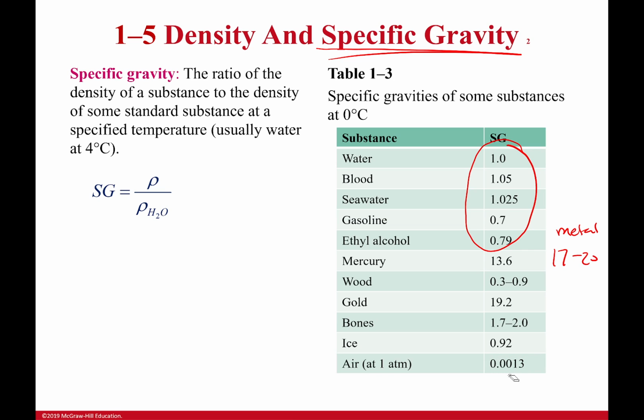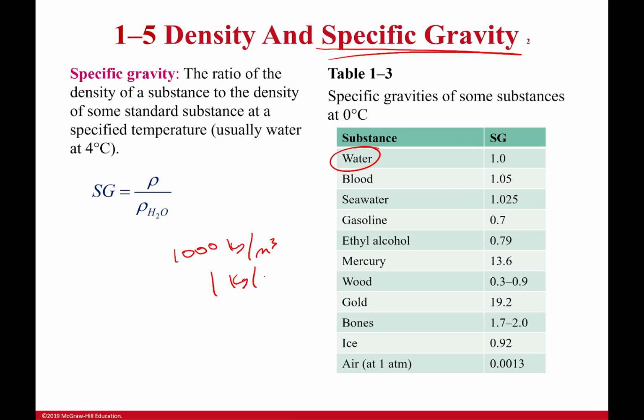Now, why do I care about this? Well, the reason you care is because the density of water is actually already known for a whole bunch of different units. Like, for example, it's 1,000 kilograms per meter cubed. It's 1 kilogram per liter. It's 1 gram per centimeter cubed. It's 62.4 pound mass per foot cubed. You can look it up. You can find all of these.